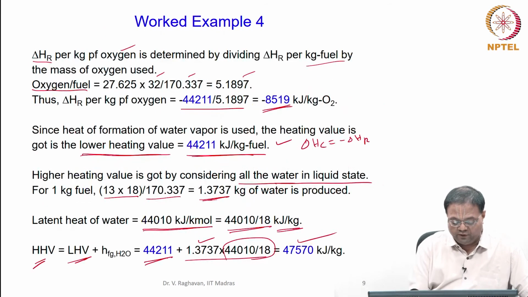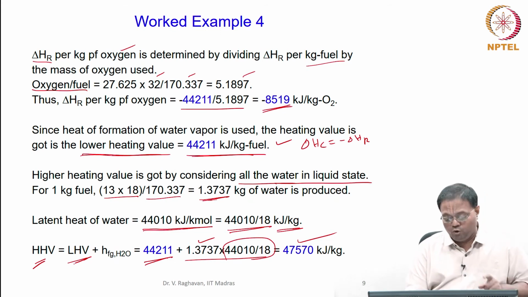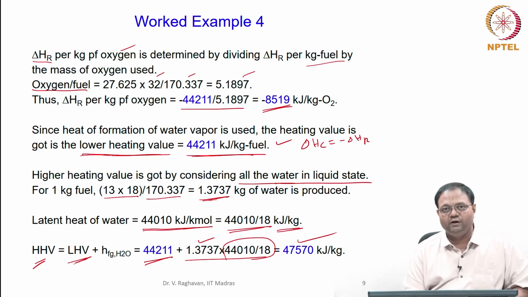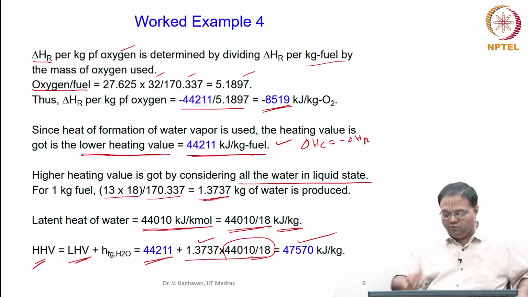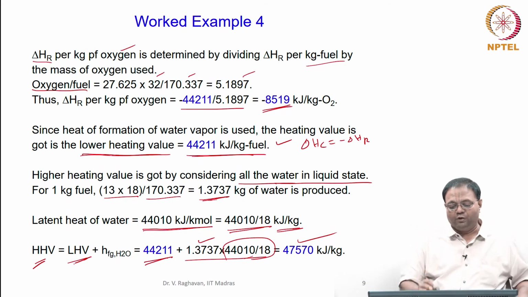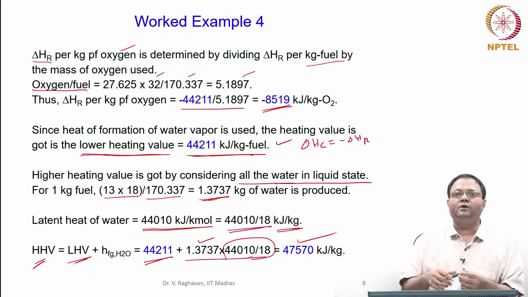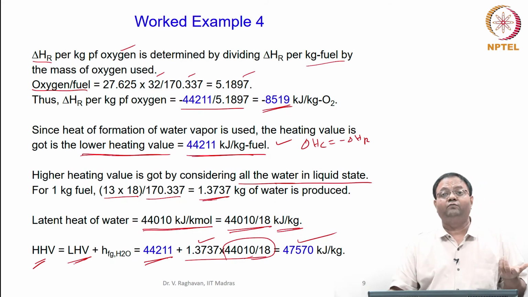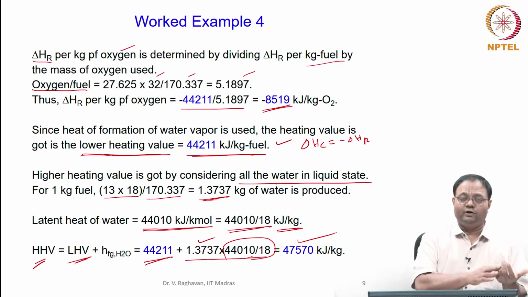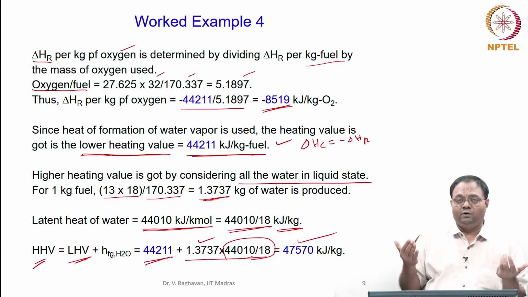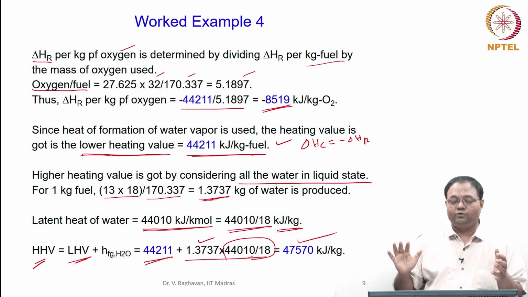Now, when I do the higher heating value calculation, you see that the LHV is added with the hfg of H2O which is produced. The mass of water produced times hfg, that energy has to be added to this. So, this illustrates you have to be careful when choosing the enthalpy of formation, by seeing the state of the fuel in the fuel stream and the H2O in the product stream.